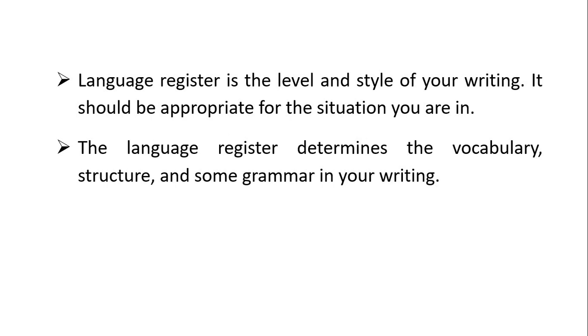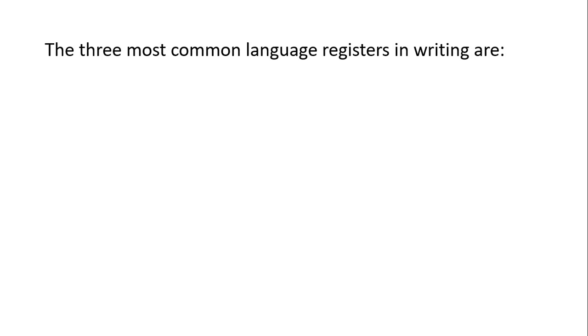The language register determines the vocabulary, structure, and some grammar in writing. So, ang language register is nag-determines of vocabulary, especially in formal writing, vocabulary, structure, and some grammar of your writing. The three most common language registers in writing are formal, informal, and neutral. So, as what I said.